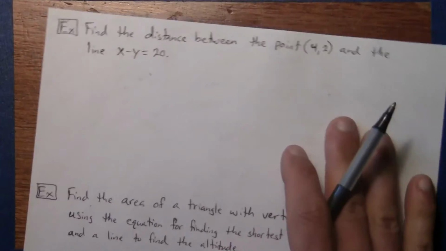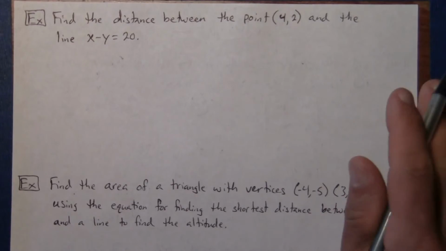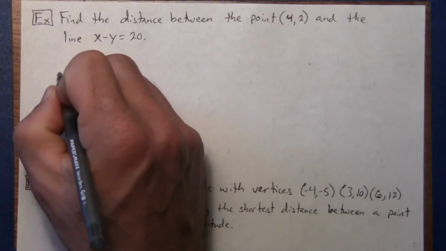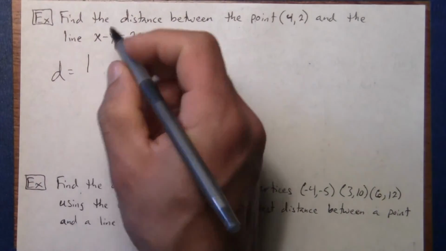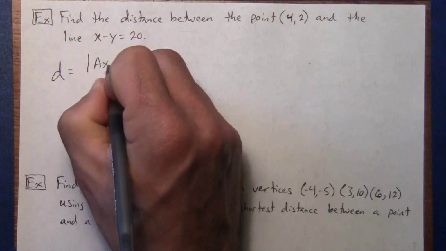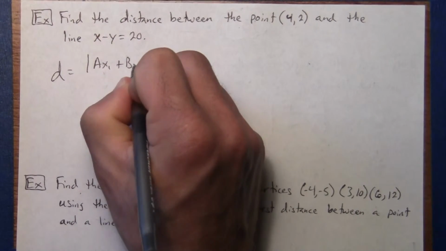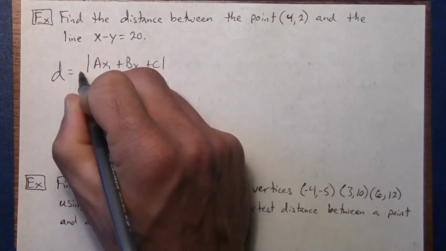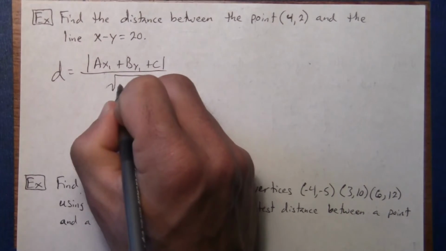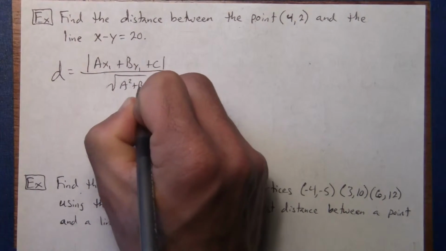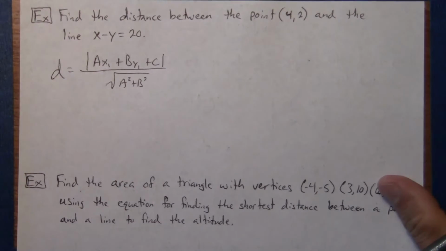Alright, on to the third one. Finding the distance between a point and a line. Just have to use the formula. So your distance formula in the numerator, it's the absolute value of A times x sub 1 plus B times y sub 1 plus C, divided by the square root of A squared plus B squared. So basically just have to remember that formula.